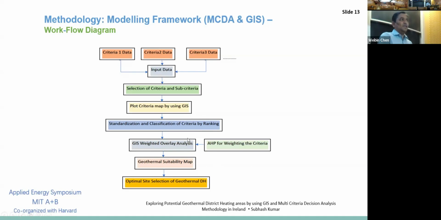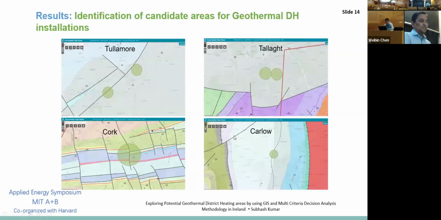Then the weighting of the different criteria is done by using the AHP, and we can develop the suitability map, showing the best suitable location, and then we can find the optimum size of this location. So this is basically the flow chart of the work. By using this flow chart, we have developed these 4 areas in Ireland.